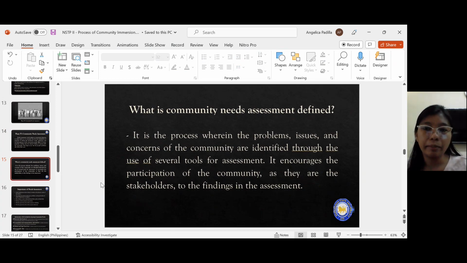It is the process wherein the problems, issues, and concerns of the community are identified through the use of several tools for assessment. It encourages the participation of the community as they are the stakeholders to the findings in the assessment. So yung tinutukoy ito na several tools for assessment, isa sa tool, assessment tool ay yung questionnaire natin, yung survey. Yun yung ipapagawa ko sa inyo.